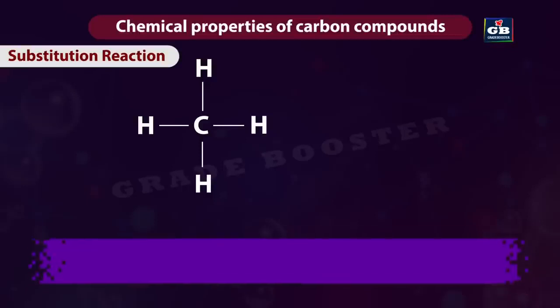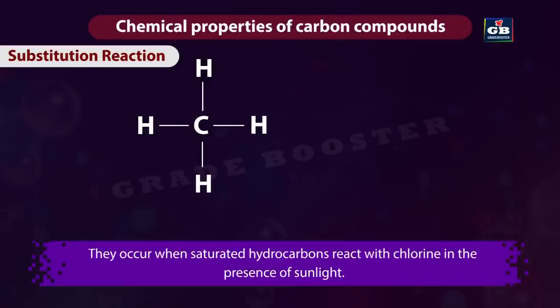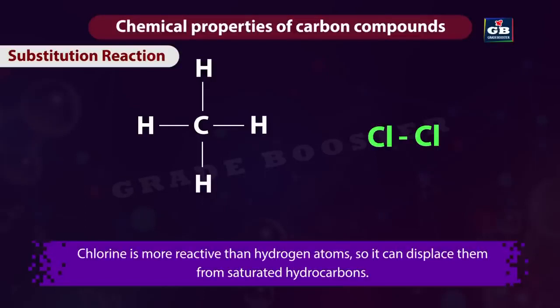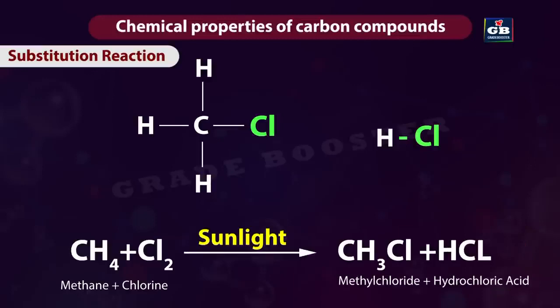Substitution reaction. Substitution reactions in carbon compounds are single displacement reactions. They occur when saturated hydrocarbons react with chlorine in the presence of sunlight. Chlorine is more reactive than hydrogen atoms, so it can displace them from saturated hydrocarbons. CH4 plus Cl2 gives rise to CH3Cl plus HCl in presence of sunlight.